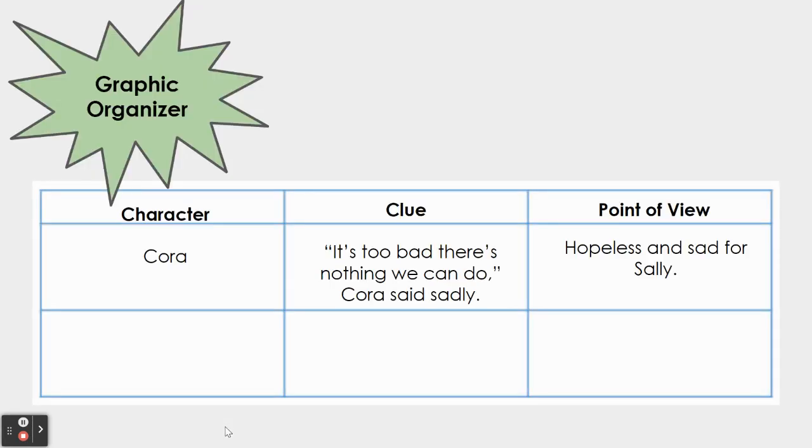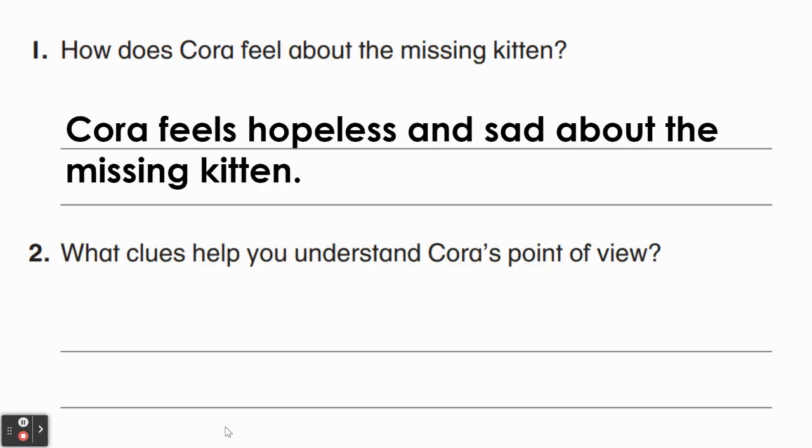We did. So there's our character Cora, and we were figuring out how does she feel? What is her point of view? You can see under our point of view column, we said that she was feeling hopeless and sad for Sally. So that will be my answer for number 1. How does Cora feel about the missing kitten? Cora feels hopeless and sad about the missing kitten. Remember to use a capital letter to start every sentence and end with a period. Take a moment if you need and press pause. Then play again when you're ready.